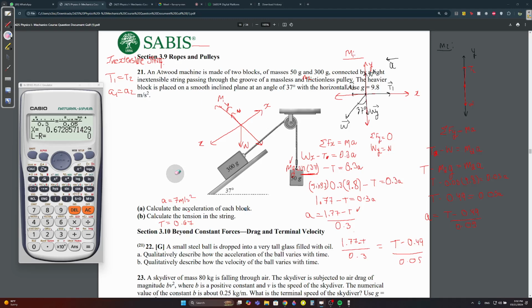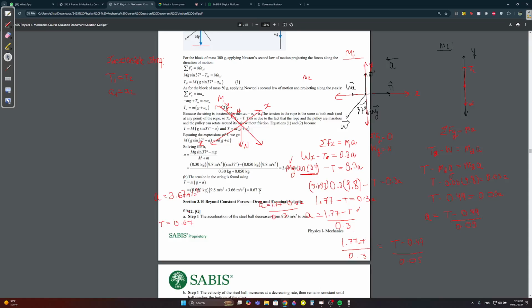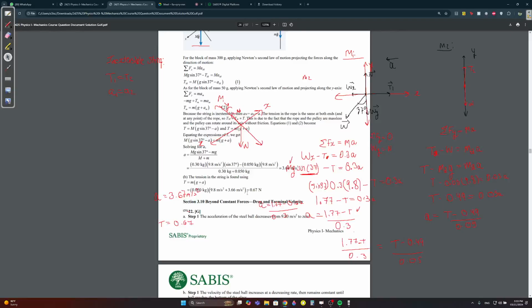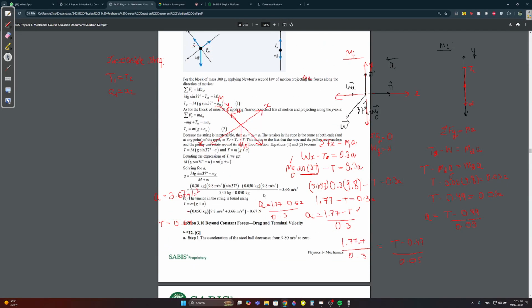And then if you plug T into the acceleration, you can find the acceleration, right? So a is equal to 1.77 minus 0.67 over 0.3. You get 3.67. So a is equal to 3.67 meters per second squared. I think this was the answer in the solution. 3.66. Okay. And T is 0.67. Yes. There you go.